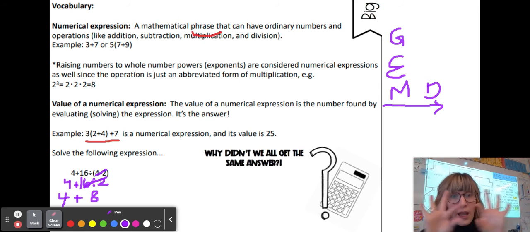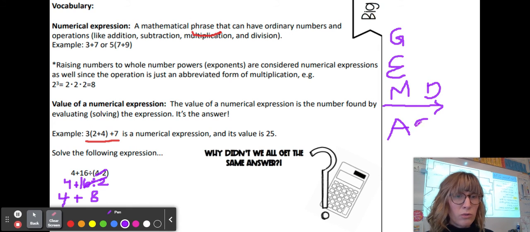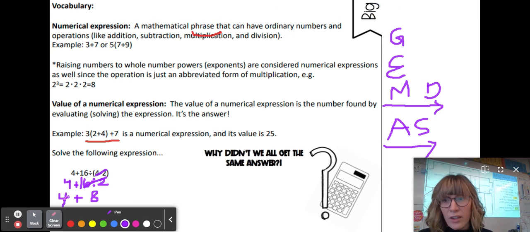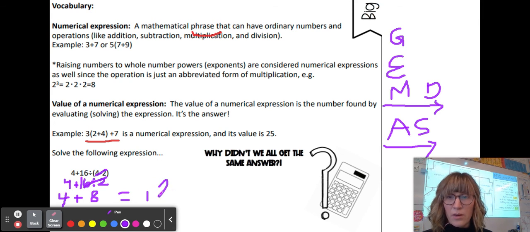And then we add, subtract, left to right. So we go, is there any addition or subtraction? Well, yeah, there is. 4 plus 8 is 12. So the following expression can be simplified down to its most simplified version of itself to be 12 using the order of operations.